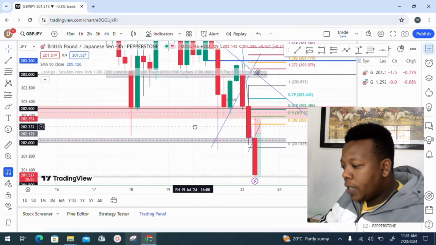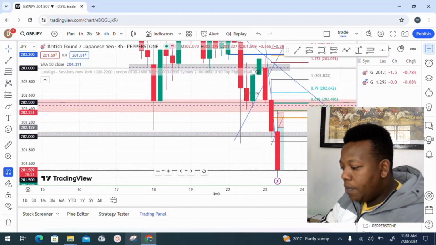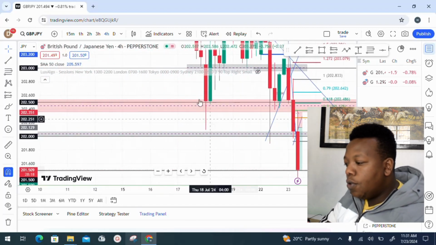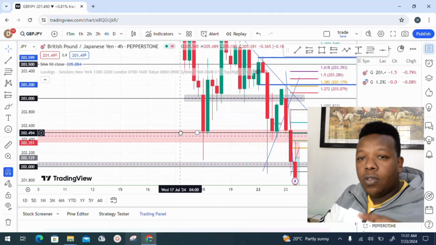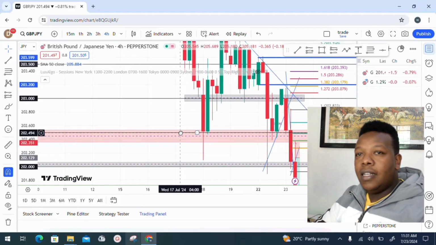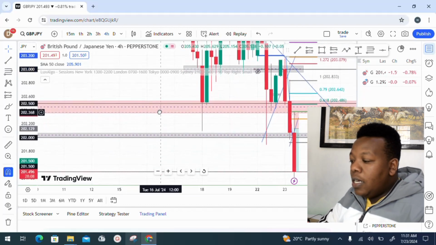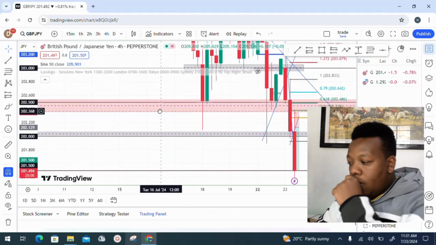So what I did, I went ahead and drew this zone on the 4 hour time frame. Remember, it's very, very important for you to know how to draw these zones. They act as support as well as resistance, and it's very important for you to take note of these zones, because they really affect how the market reacts.